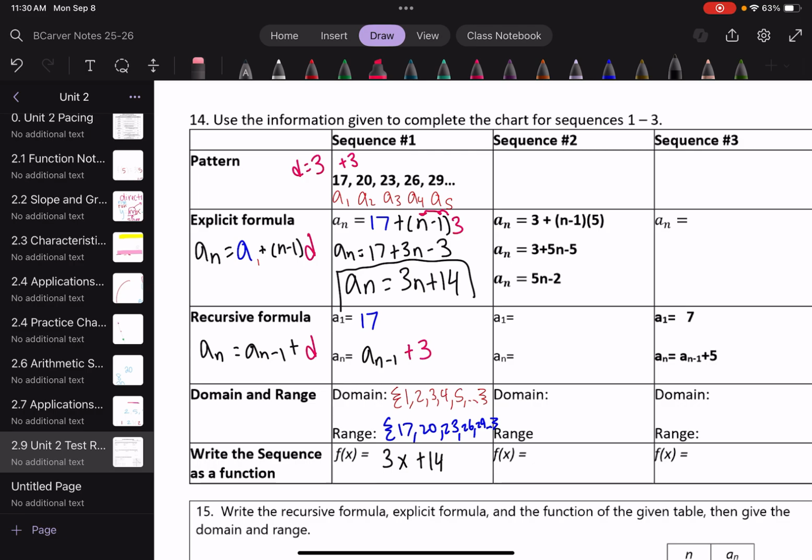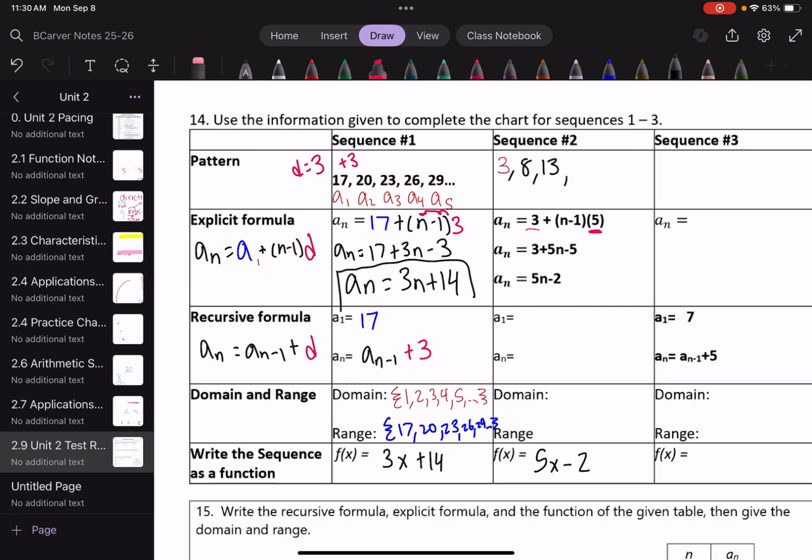Now sequence 2 has already given us the explicit formula broken down. It tells us that a sub 1 is equal to 3, and that our common difference is 5. I can go ahead and write this sequence as a function. So I have a sub n equals 5n minus 2 from the explicit formula. So all I have to put here is 5x minus 2 as the function. I know my initial term was 3, and my common difference is 5. So 3 plus 5 is going to give me 8.